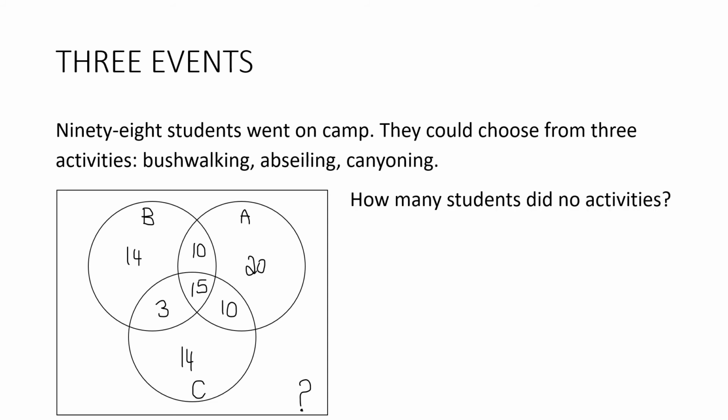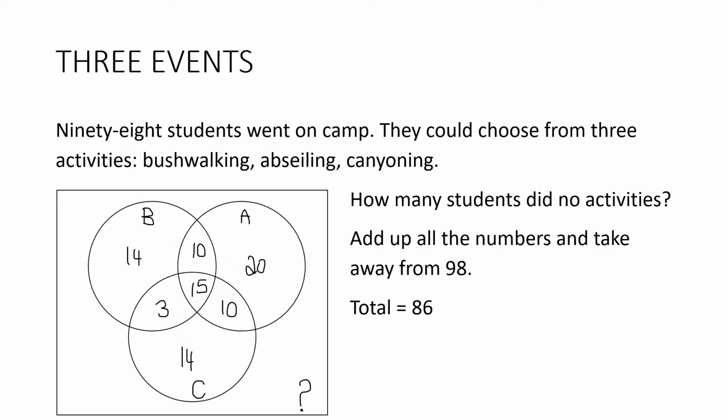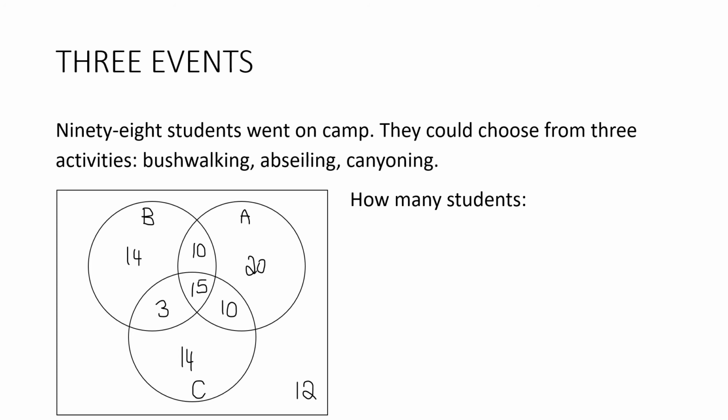Here's our first question. How many students did no activities? So we want to know what this number is. Just like before, we're going to add up all of these numbers and see how close we get to 98. Adding them all up, we get 86. So if we do 98, take away 86, we get 12. So 12 students did no activities. So now that we've got a full Venn diagram, let's answer some questions about it. How many students only did canyoning? So remember, we want the number that is sitting in the C circle, which is not in any of the other circles. So this one here, 14.